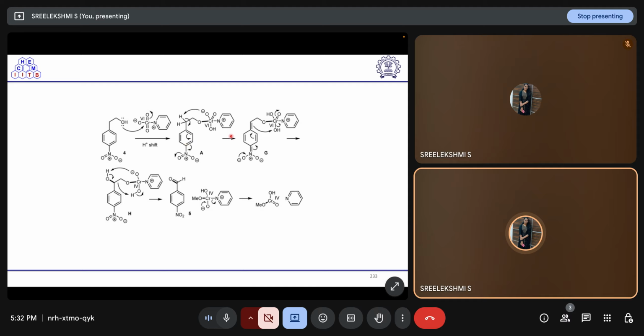And this is not a general mechanism, like for every alcohol we cannot say this is happening. But first step will be this oxygen lone pair attacking over this chromium and forming an intermediate. Then again, this proton from this oxygen is taken by this O minus attached to this chromium, and thereby giving this oxidized product. So this is the mechanism for this oxidation by Collins reagent.